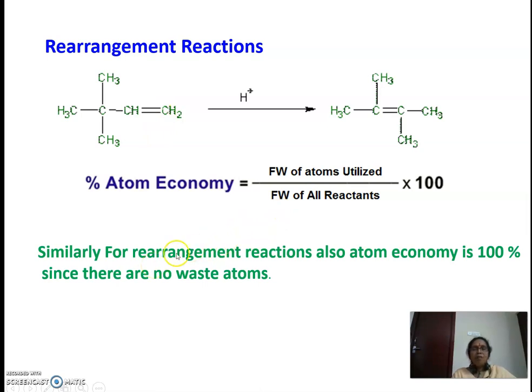Therefore, if we want to carry out a green synthesis, instead of taking substitution reactions or some conversion reactions, it's better to try addition type reactions or rearrangement type reactions, so that there won't be any wastage, any waste product. The atom economy will be 100%.